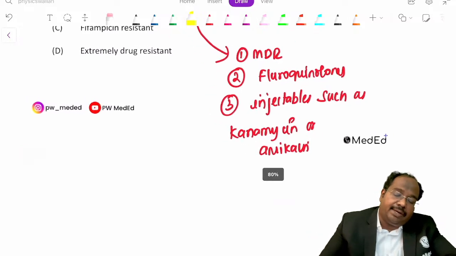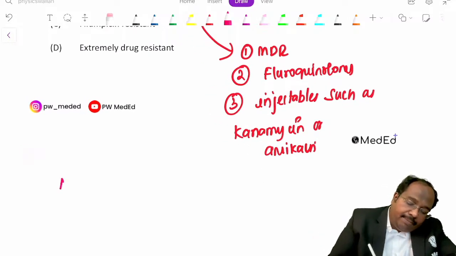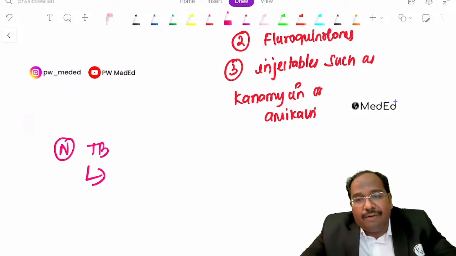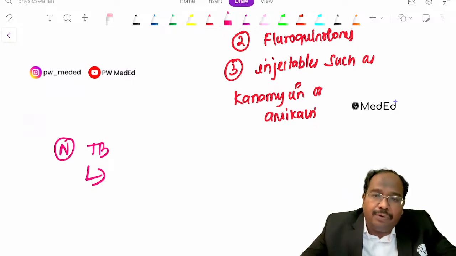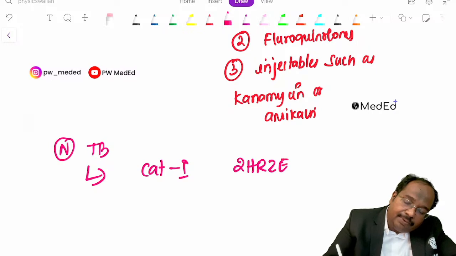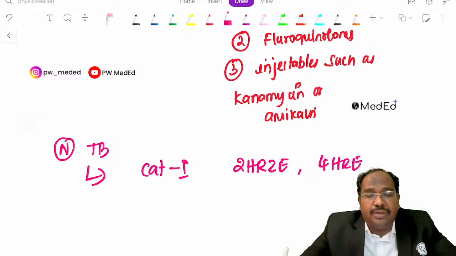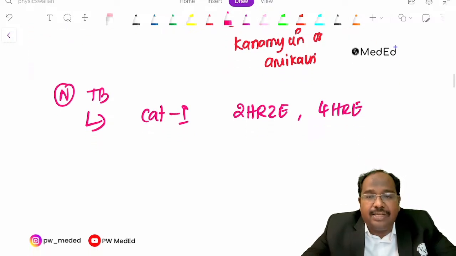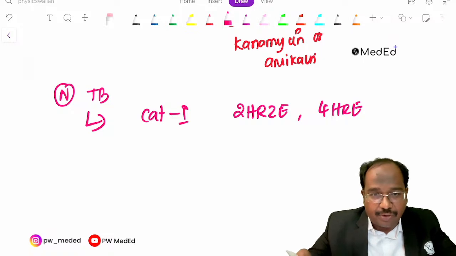What is new in TB is that for normal TB, we have a patient coming with cough for 2 weeks or fever for 2 weeks. We do the testing. And for treatment category, we have only one category of treatment available: 2 HRZE and 4 HRE. So 2 months of isoniazid, rifampicin, pyrazinamide, ethambutol, and 4 months of HRE. HRE means isoniazid, rifampicin, and ethambutol. Intensive phase is 2 months, continuation phase is 4 months.